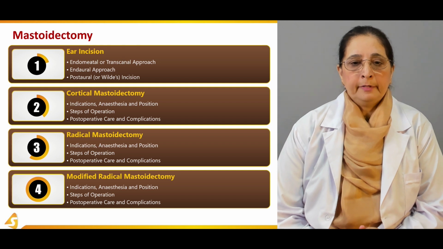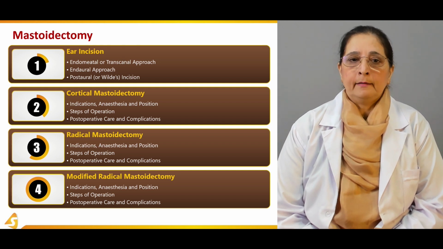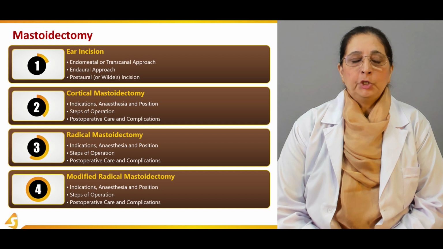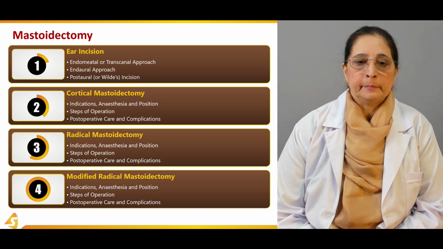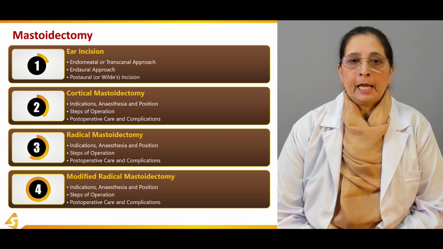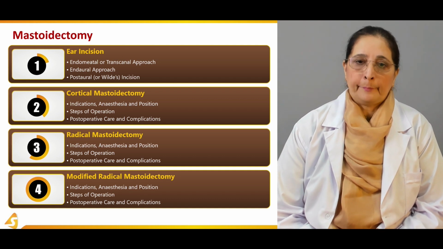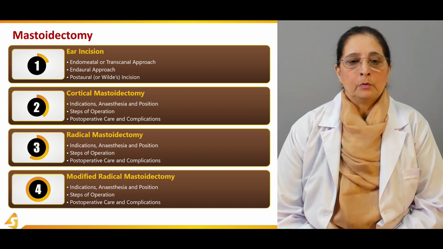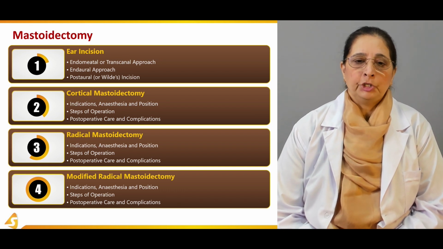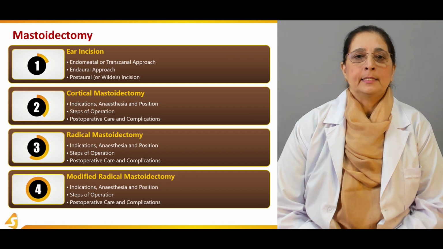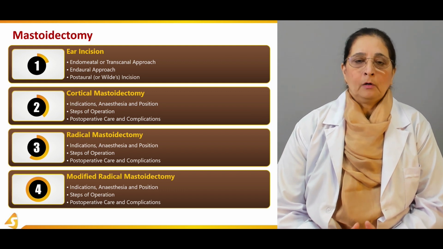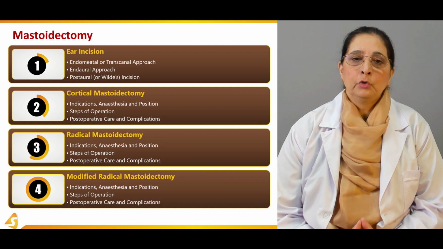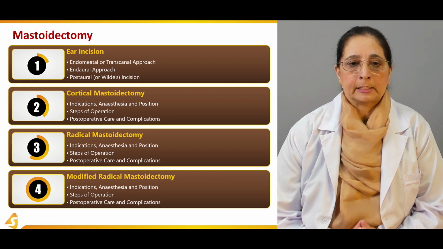In the first, we will talk about the ear incision used for mastoidectomy, which can be endomeatal or transcanal approach, endaural approach, and also postaural incision or Wilde's incision. So these are all the incisions used for the mastoidectomy.